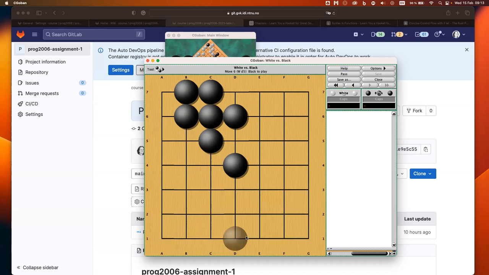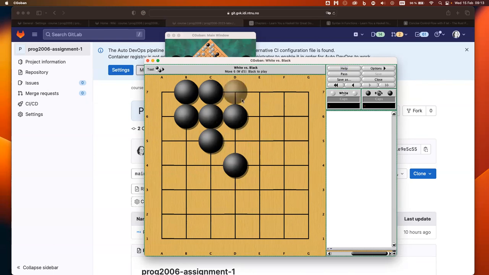So if we consider this board, we have two groups. We have a group in this area with those 6 stones, and we have a group of 1 stone here. And this 1 stone has 1, 2, 3, 4 freedom points, right? It has 4 points where this stone breathes from.